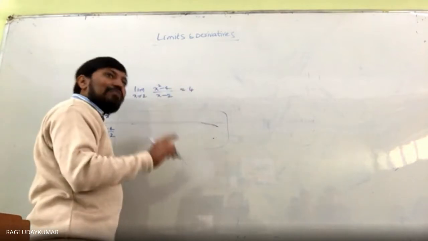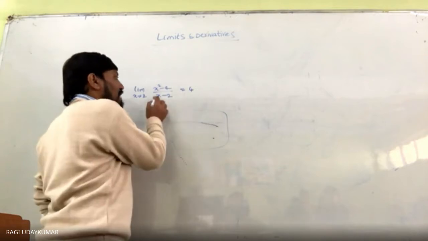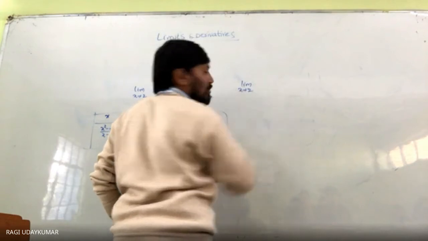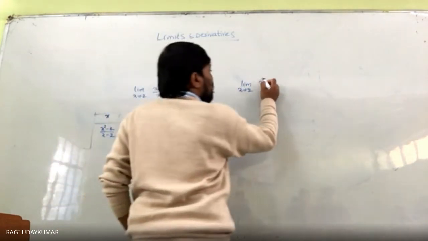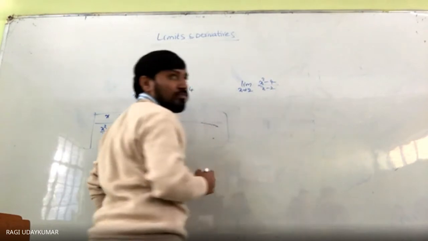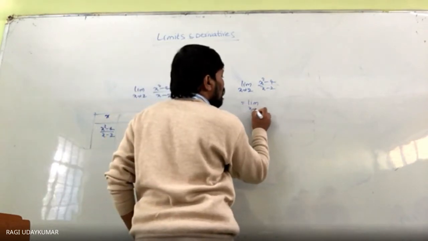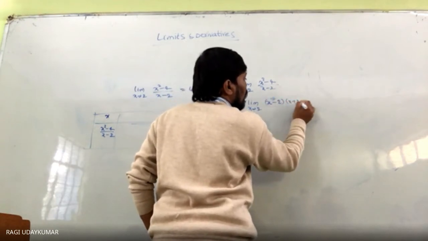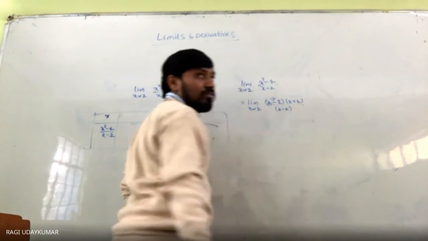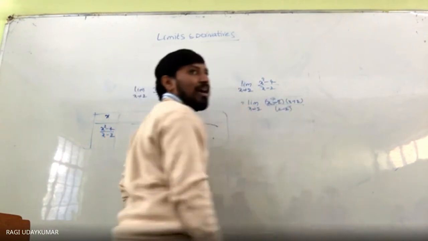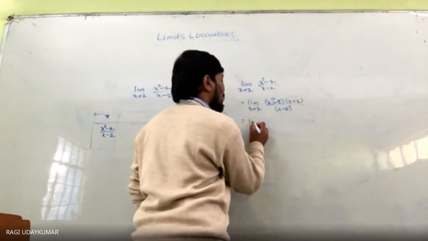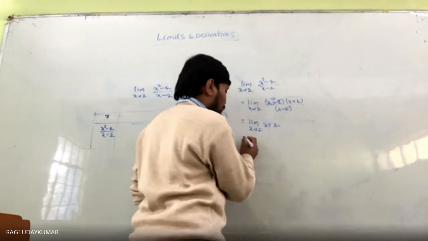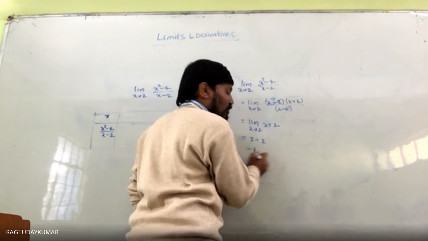And that can be done in the easiest way, by checking for what value of x the denominator becomes 0. If you want to solve this problem, limit x tends to 2, (x square minus 4) by (x minus 2). This can be written as limit x tends to 2, x square minus 4 can be written as (x minus 2) into (x plus 2) by (x minus 2). Yes, a plus b into a minus b. Now the limit x tends to 2 is x plus 2. Now this function value you can directly substitute here. 2 plus 2 is equal to 4.